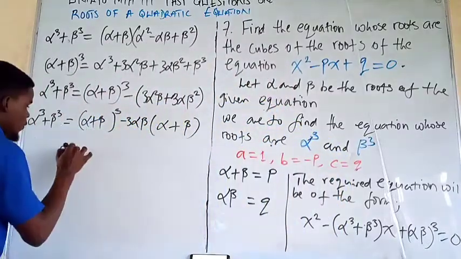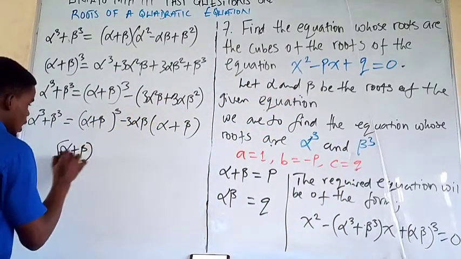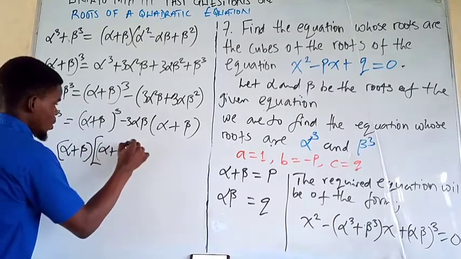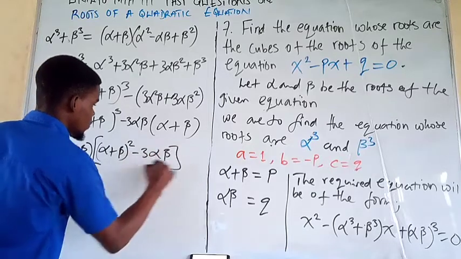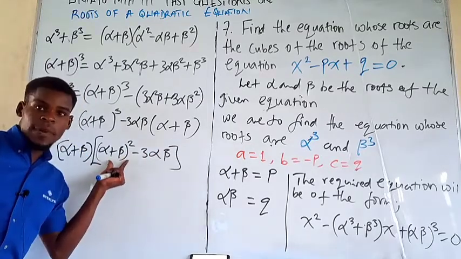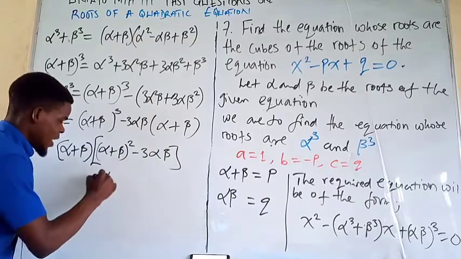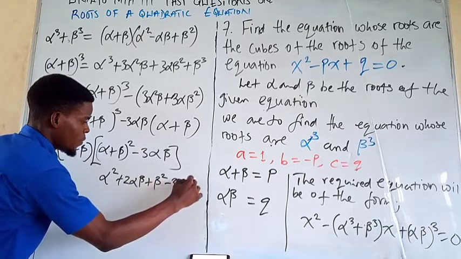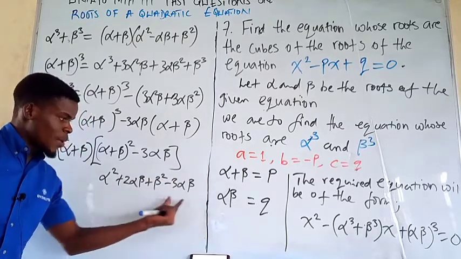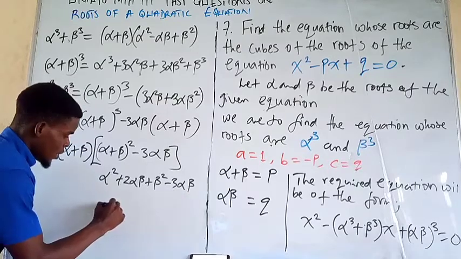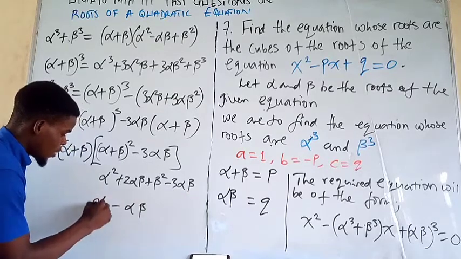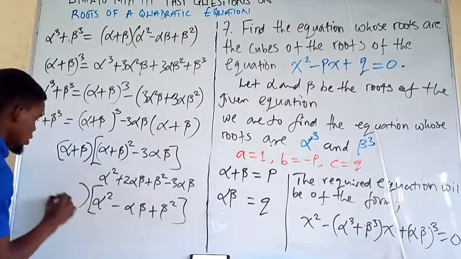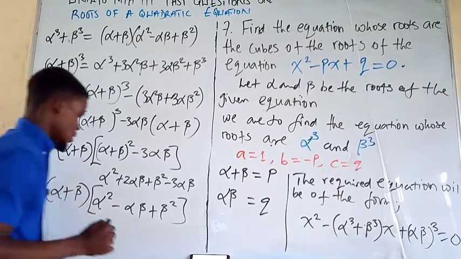So we can just factor alpha plus beta, and in the big bracket we're going to have alpha plus beta all square. Well, this is not really necessary. Minus 3 alpha beta. We can just go ahead and expand this again. Alpha plus beta all square is the same thing as alpha square plus 2 alpha beta plus beta square minus 3 alpha beta. So you see, 2 alpha beta minus 3 alpha beta is negative alpha beta. This is just alpha square plus beta square. And that is it. This is alpha plus beta.